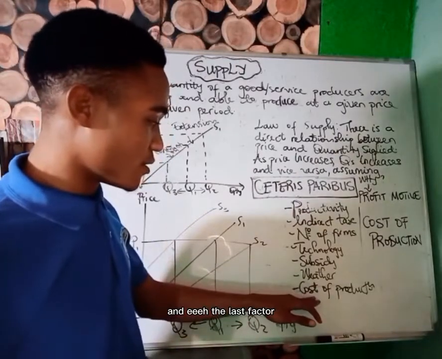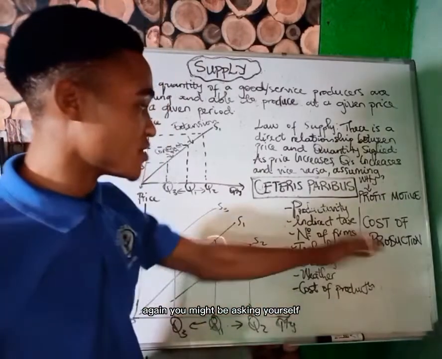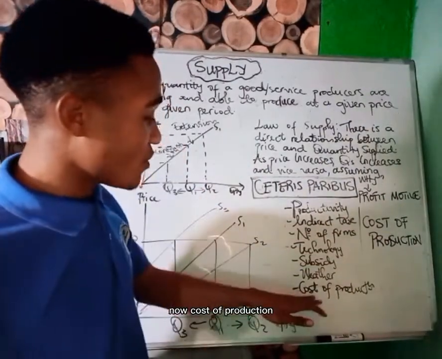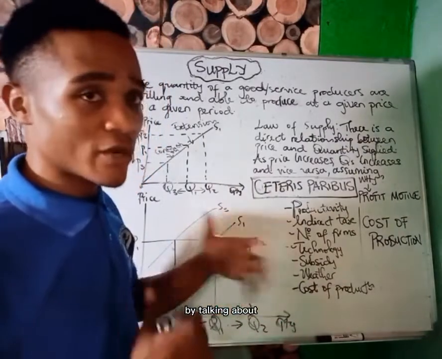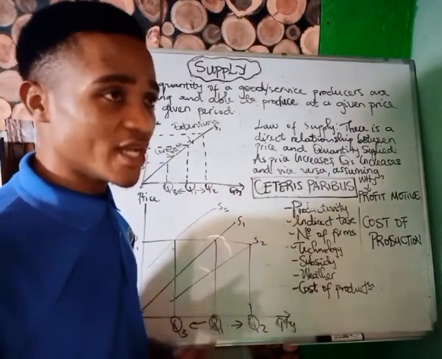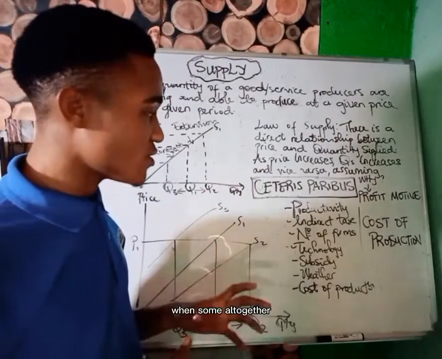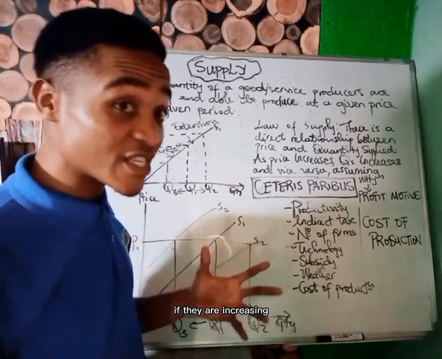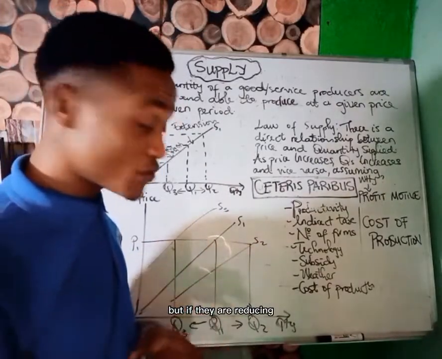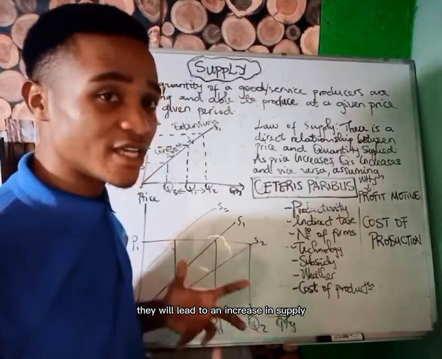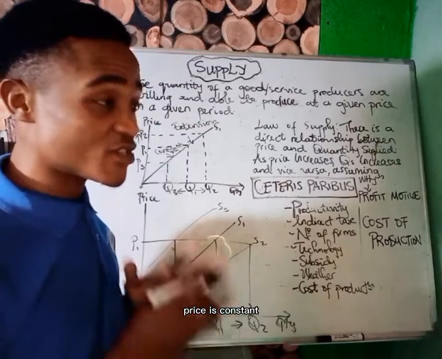And the last factor, which is not the least, is cost of production. Again, you might be asking yourself, why cost of production? Here we are talking about the cost of petrol, the cost of raw material, the cost of labor, and equally utilities. All of these, when summed up together, if they are increasing, then it will lead to a fall in supply. But if they are reducing, it will lead to an increase in supply, independent of what is happening to price. Price is constant, by the way.